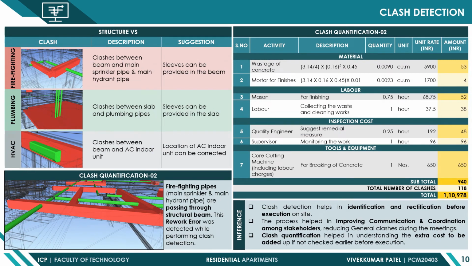Here the clashes of the structural model are shown with the other models. Here also some clashes are because of modeling errors, like the clash of the slab with the plumbing pipes and the beam with indoor AC units, whereas some are rework clashes, like the clash of the beam with the firefighting pipes. For the rework clashes of the beam with the firefighting pipes, the clash quantification has been done, where sleeves need to be provided in a beam to pass the firefighting pipes, and the cost to resolve one clash comes to 940 rupees. A total of 180 similar clashes were observed, so the total cost to resolve this type of clash comes to 1,10,978 rupees.